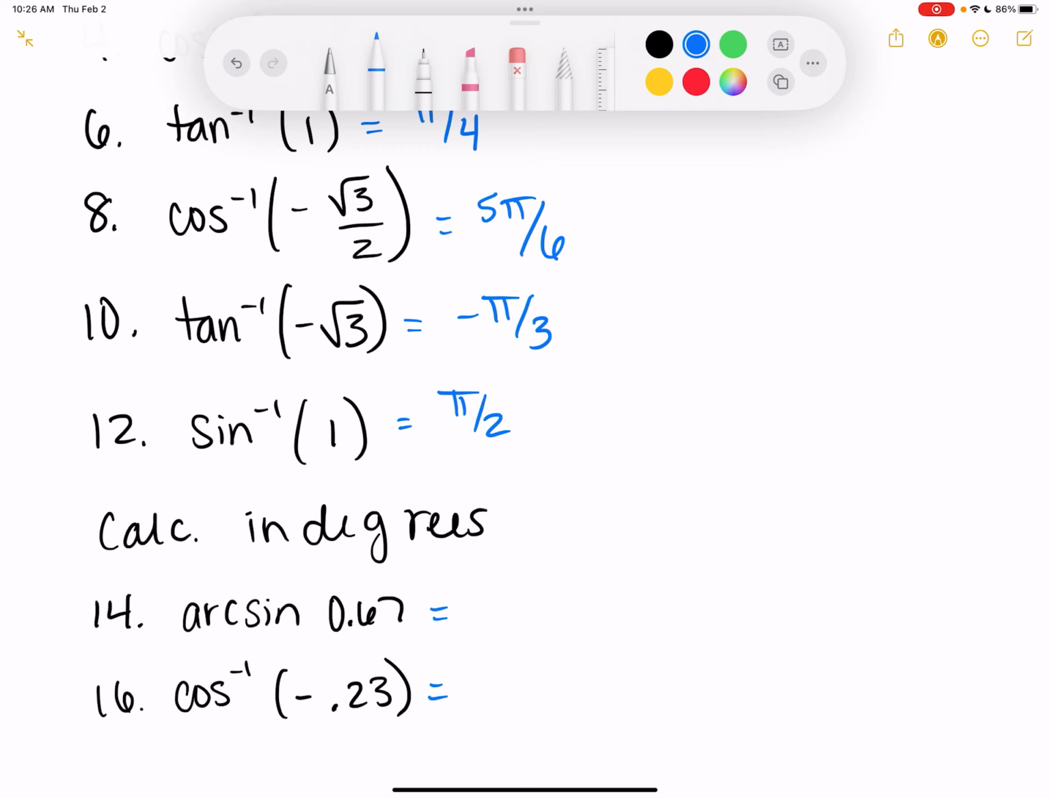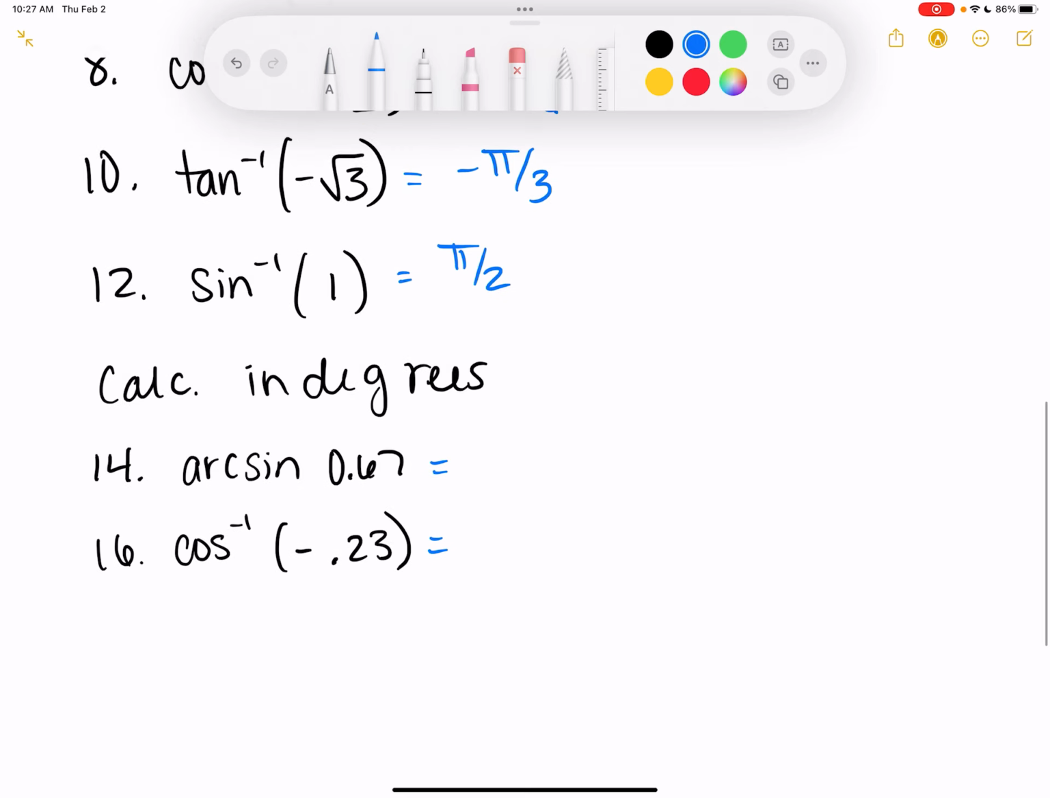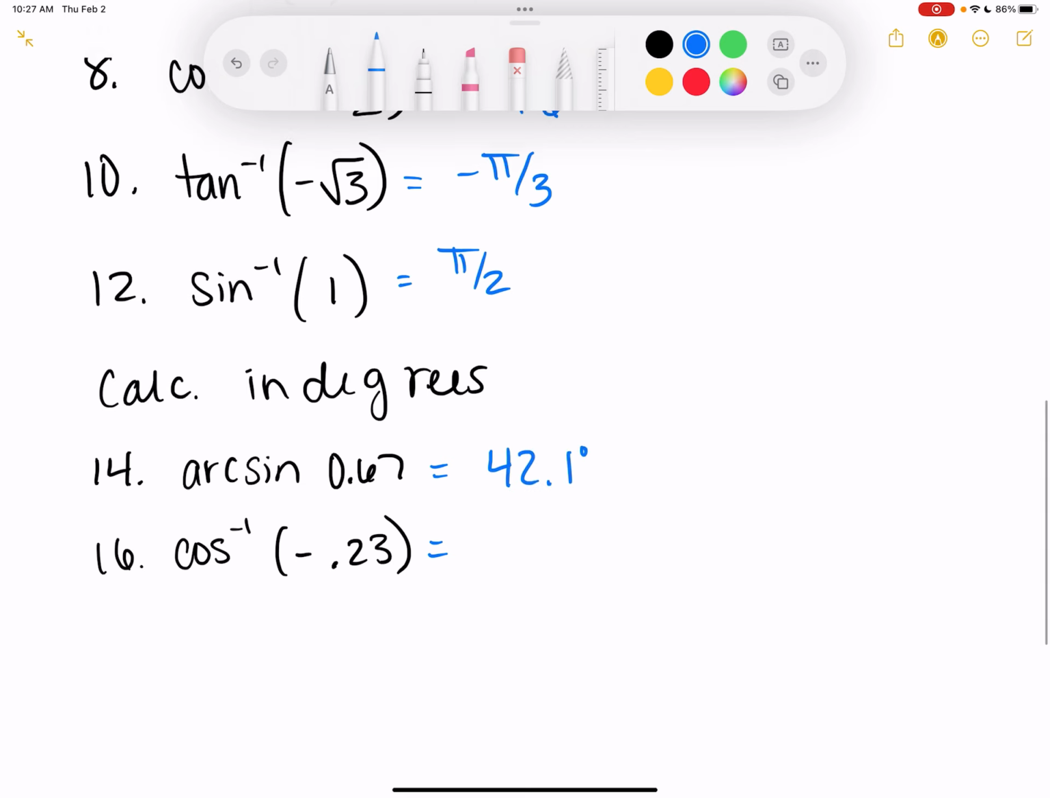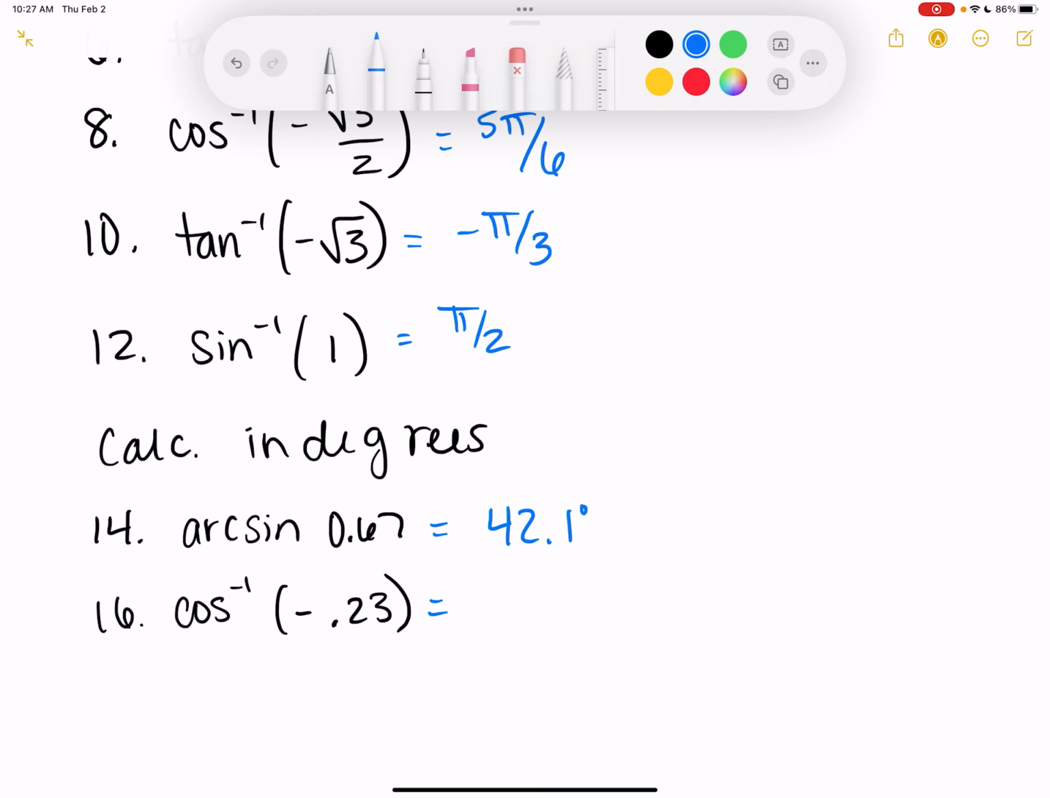For 14, I got 42.1. Anybody have the cosine one? I got 103.3 degrees. Yep.